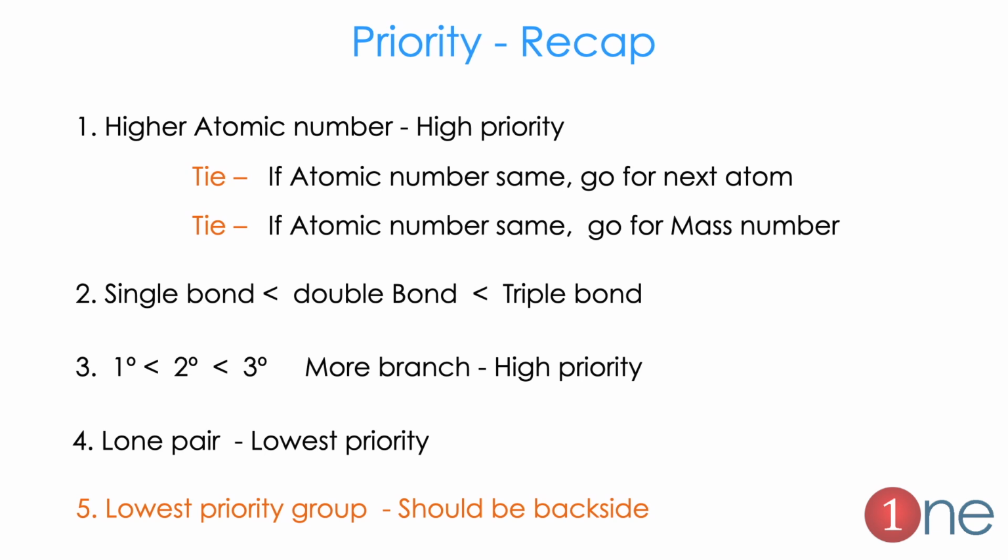Then triple bond gets more preference than double bond, then single bond. The third one is tertiary gets higher priority than secondary, then primary. So you should know that the more branches, the higher the priority. The lone pair has the lowest priority, which is rule number 4, because lone pair doesn't really contribute anything to the structure, so it should get lowest priority. Then a very important thing: the lowest priority group should be on the back side. If it is on the front side, the configuration will be reversed. We will see in a moment.